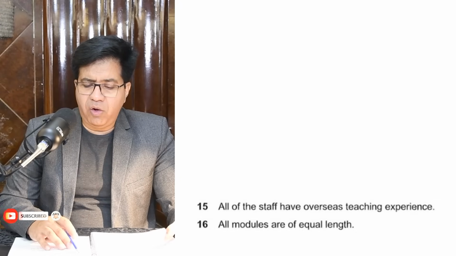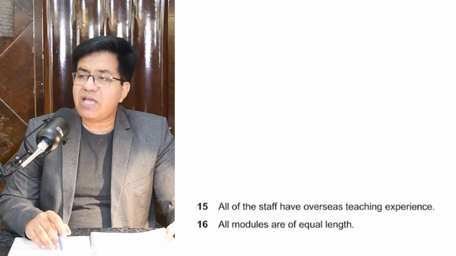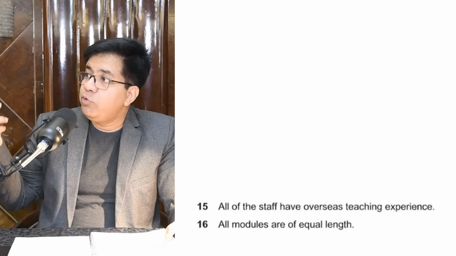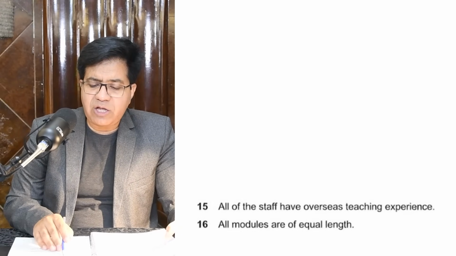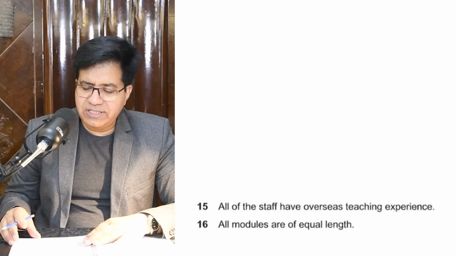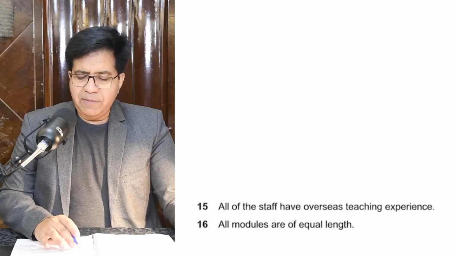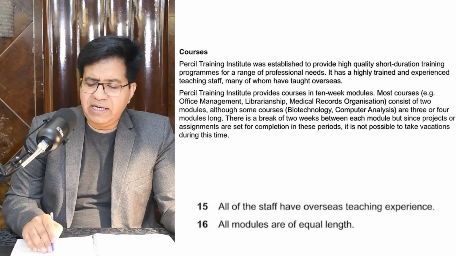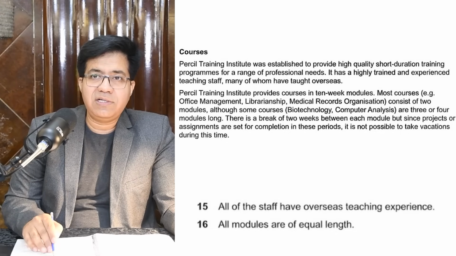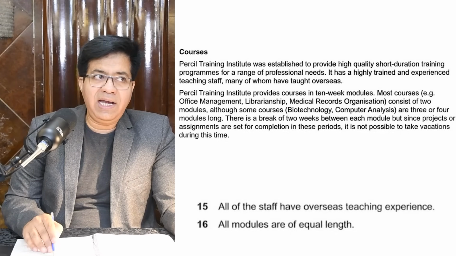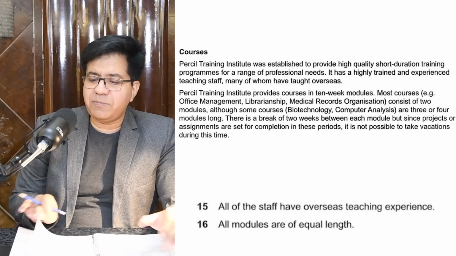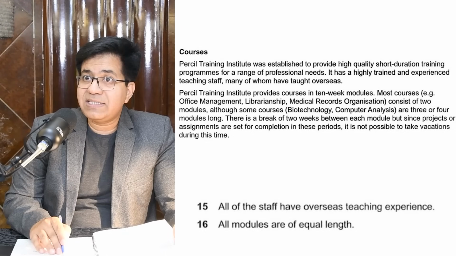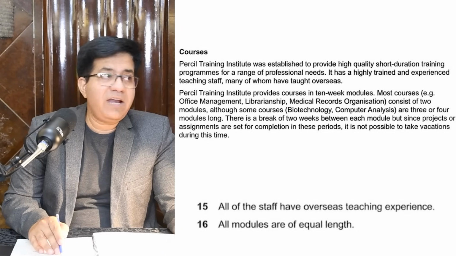Question number 16. All modules are of equal length. For example, all courses are of 6 weeks, all courses are of 2 months. So all modules are of equal length. Now we look for time. Second paragraph, Purcell Training Institute provide courses in 10-week modules. They provide courses in 10-week modules. What does it mean? Does it mean all modules are of equal length? Yes. What is length? 10 weeks. 10 weeks is the length.